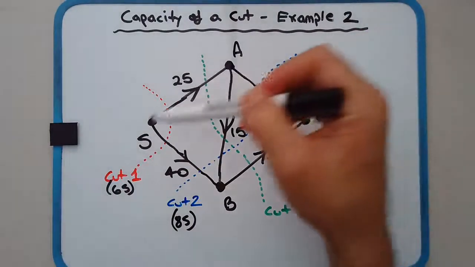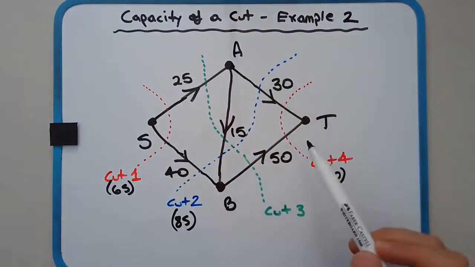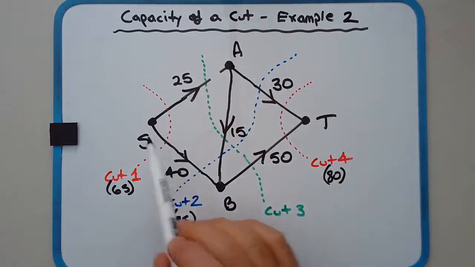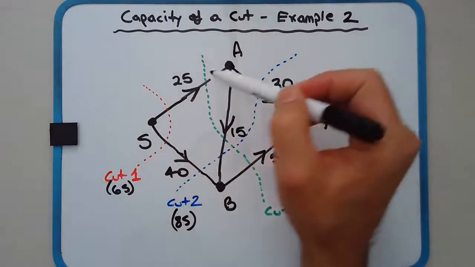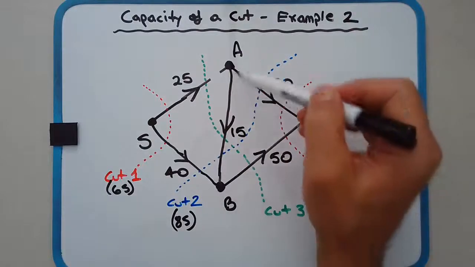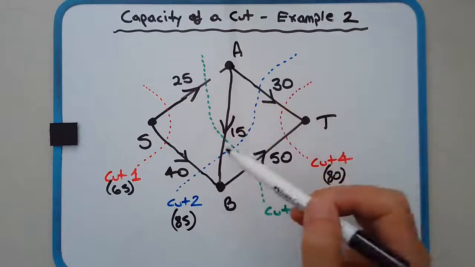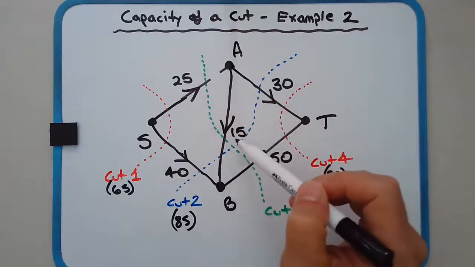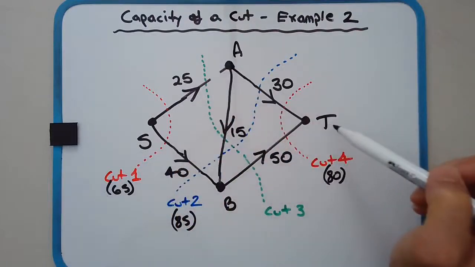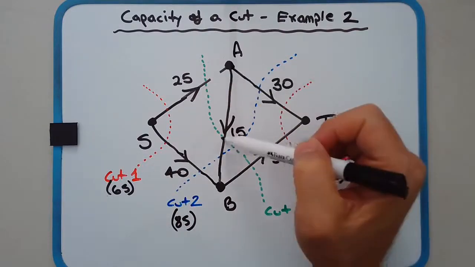Cut number 3 cuts off SA, cuts AB, and also cuts BT. Now, let's cut SA first. By cutting off SA, it cuts off the inflow to A, which automatically cuts off the outflows. So AB is actually not a relevant cut. It's an unnecessary cut. You can't include this 15 in the cut. If you're cutting off the input to a vertex on the way to the sink, all the outflows are automatically cut off anyway. So that is not valid.